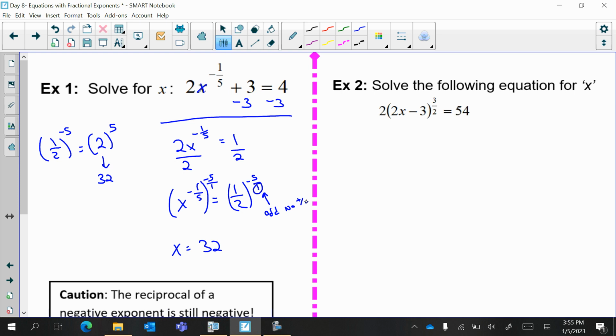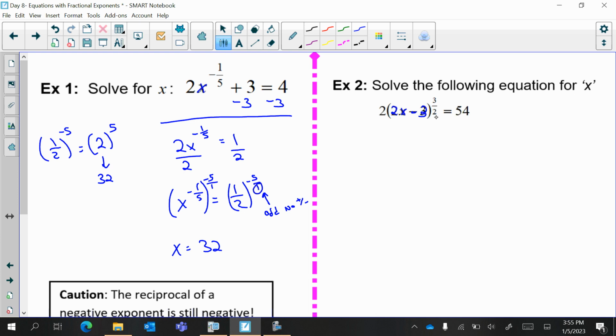Trying the next one out. Let's see. We're going to work our way towards the base. And it's important that we can identify what the base is. The base is attached to the exponent. Because we have parentheses here, everything inside the parentheses is attached to the exponent. So we have to get rid of everything outside of the base. So we got to get rid of that 2 on the outside.